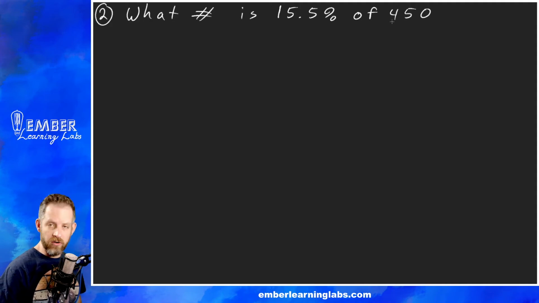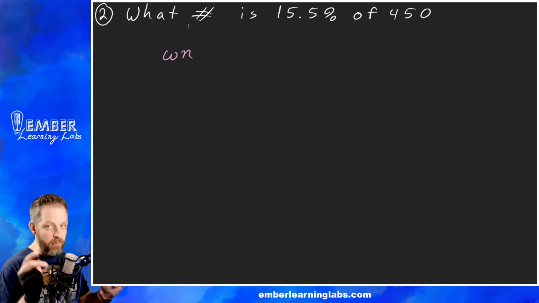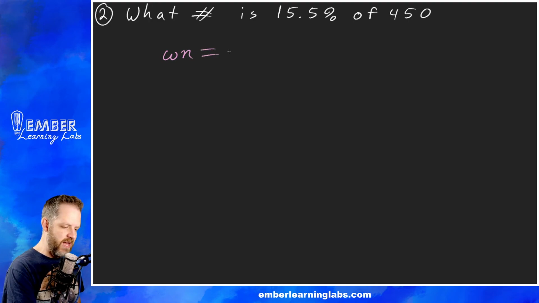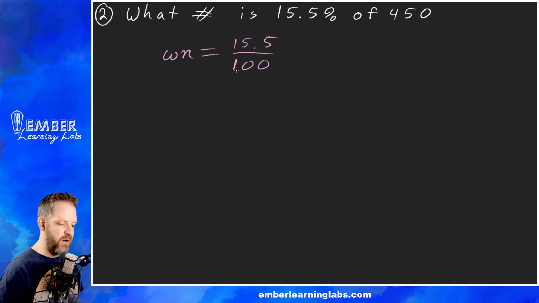Okay. So we're going to do this the same way, right? So here we have what number. So we're going to use WN instead of WP, and we're not going to put it over 100 because what number is not a percent, but we are going to say equals 15.5 over 100. See what we're doing there? In these percent word problems, wherever the percent is, we're going to put that over 100. So we're converting it to a fraction essentially. And of course, of is times 450.